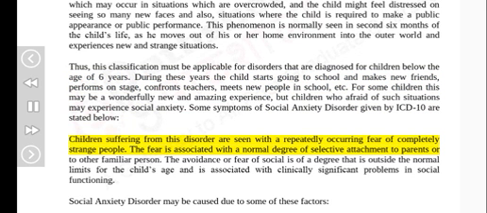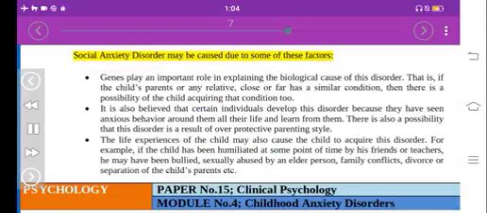Children suffering from this disorder are seen with a repeatedly occurring fear of completely strange people. The fear is associated with a normal degree of selective attachment to parents or to other familiar persons. The avoidance or fear of strangers is of a degree that is outside the normal limits for the child's age and is associated with clinically significant problems in social functioning. Social anxiety disorder may be caused due to some of these factors.